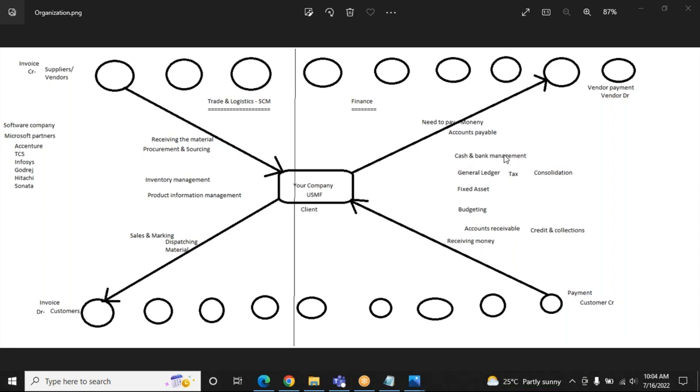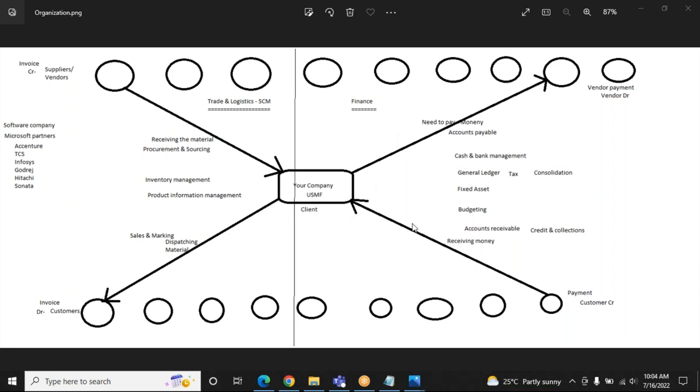Bank payments and receipts through bank only. Or cash. Next one is fixed assets. Also you need to understand budgeting. Tax also it will come into the picture, and consolidation and credit and purchase. These are all together finance. These are all together logistics. And you need to imagine. So I will explain like this.